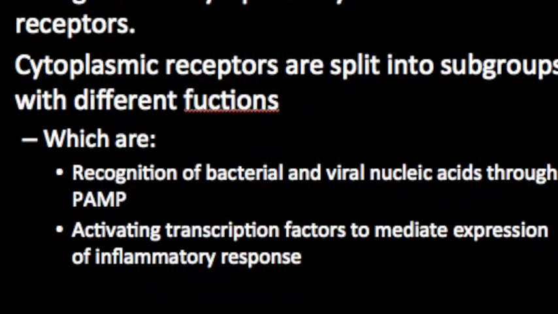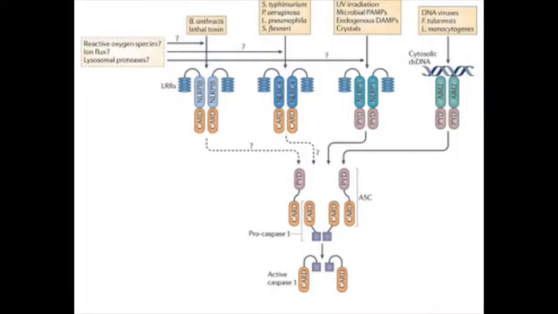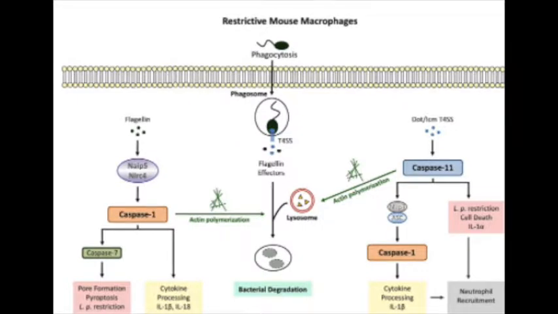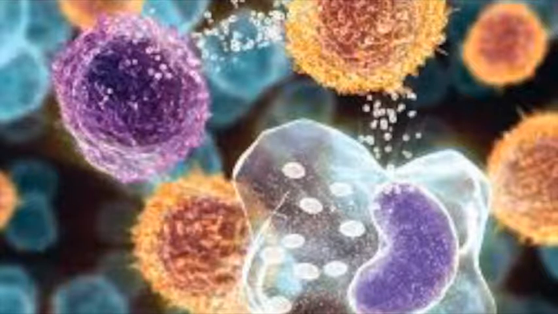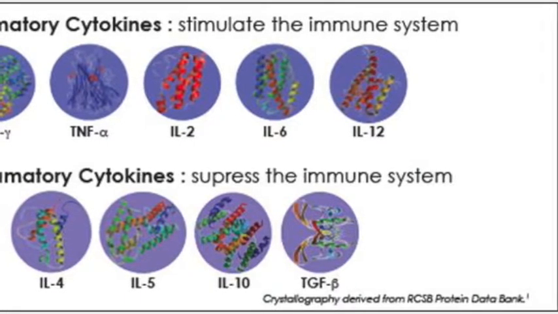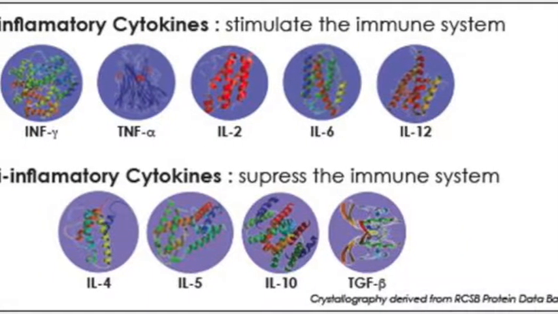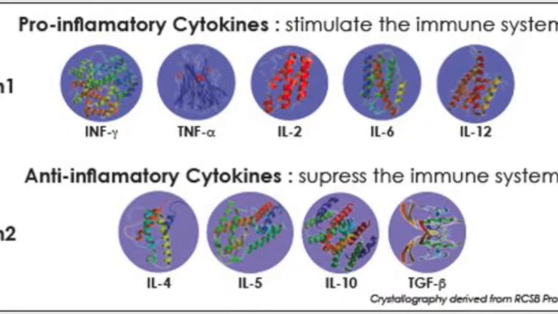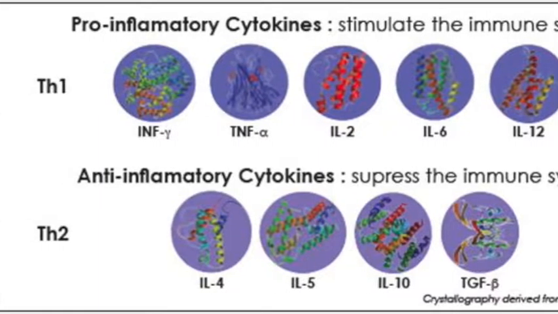While I will not go into extreme detail, cytoplasmic receptors are split into subgroups with different functions, including recognition of bacterial and viral nucleic acids through PAMP recognition, similar to TLRs, activating transcription factors in order to mediate expression of inflammatory response genes. Cytokines also play a role in controlling growth. Cytokines are released by cells surrounding those that have become infected. Cytokines that are released are pro-inflammatory cytokines.